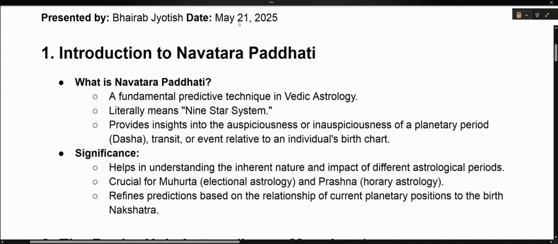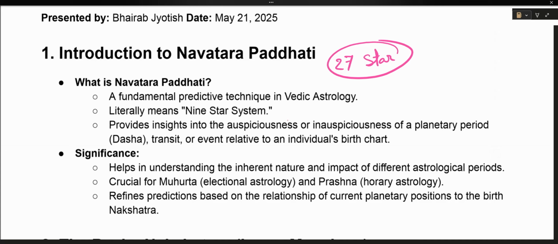Now, let us first understand what the Navatara Paddhati is. This is a fundamental predictive technique used in Vedic astrology. Literally it means the 9-star system, so we will categorize the different stars. We have 27 different stars in Vedic astrology, and we use these stars for prediction, whether future prediction or past life prediction, electional astrology or horary astrology. We have 27 stars in total, starting from Ashwini Nakshatra and ending with Revati Nakshatra. Nakshatra means star.